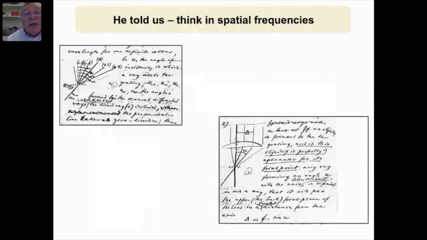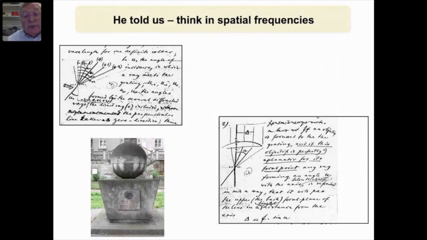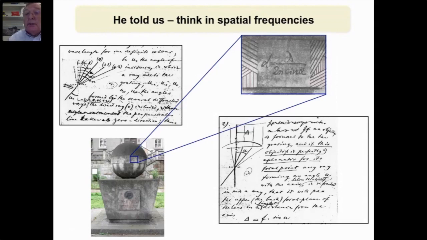And we don't have to go very far, because Abbe wrote lots and lots of letters, and here he is explaining his theory of the resolution of the microscope. This is in Abbe's own handwriting, and if you go to Jena, you can see a statue on which he has his d equals lambda over 2n sine alpha resolution formula. But he basically said, look upon the specimen as a diffraction grating. Think in terms of spatial frequencies.